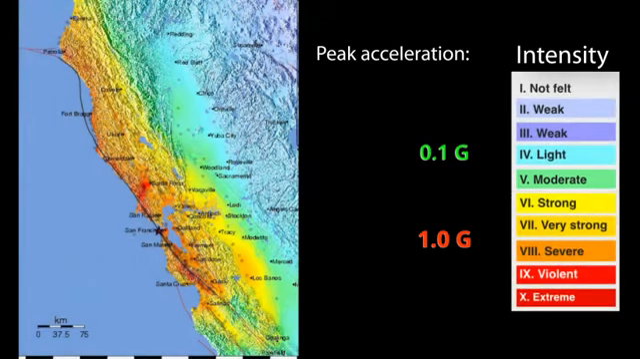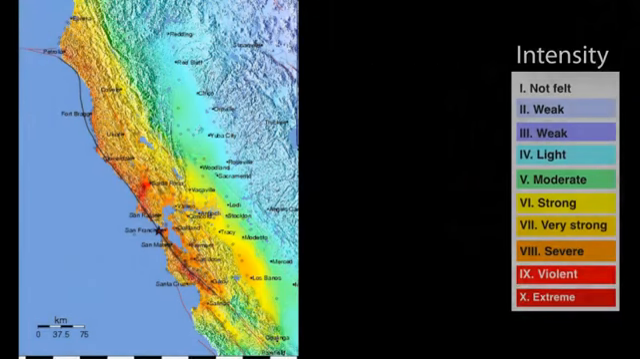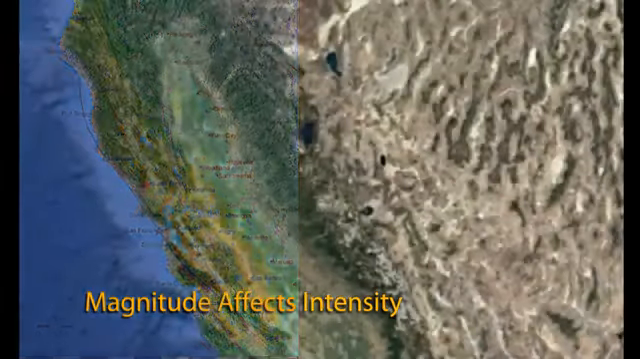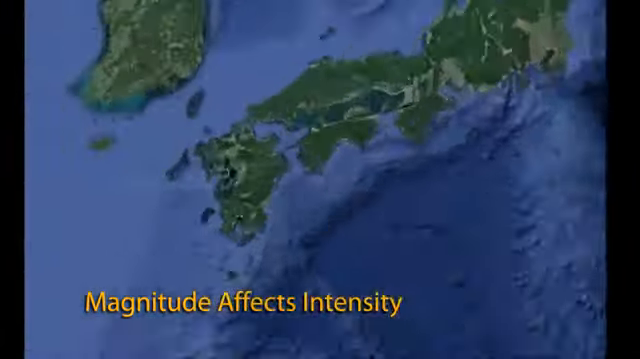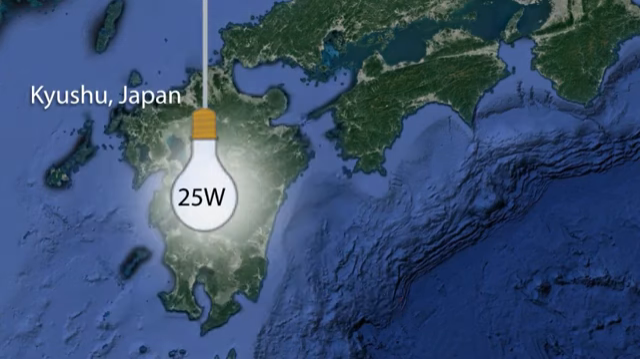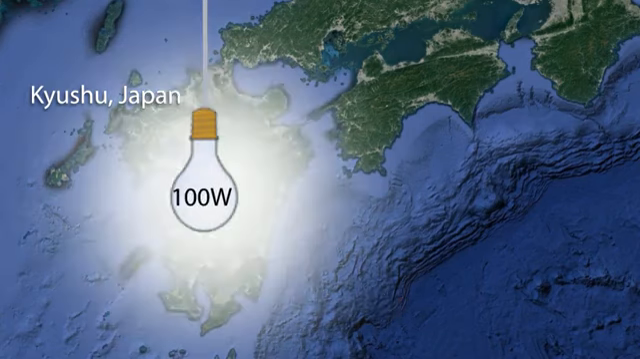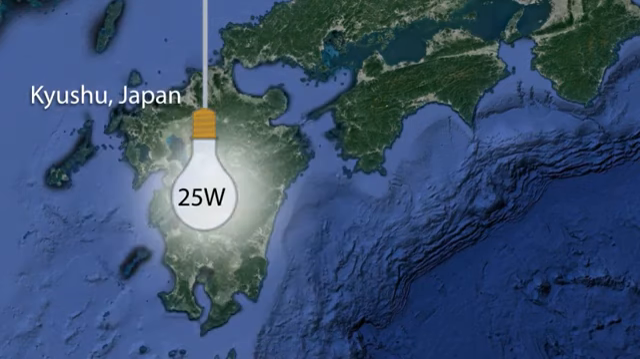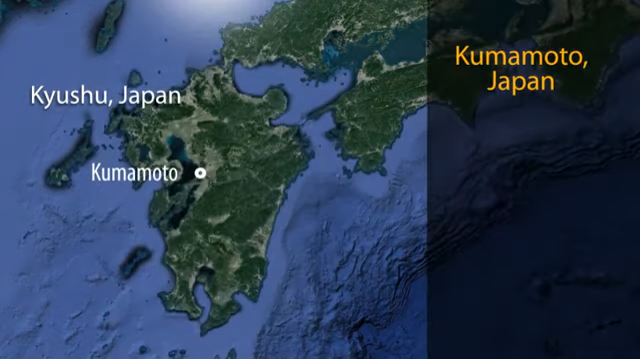Let's examine how intensity of ground shaking is controlled by earthquake magnitude. We understand that a 100-watt light bulb produces more light everywhere than a 25-watt light bulb. Similarly, increasing earthquake magnitude also means greater intensity of shaking everywhere.